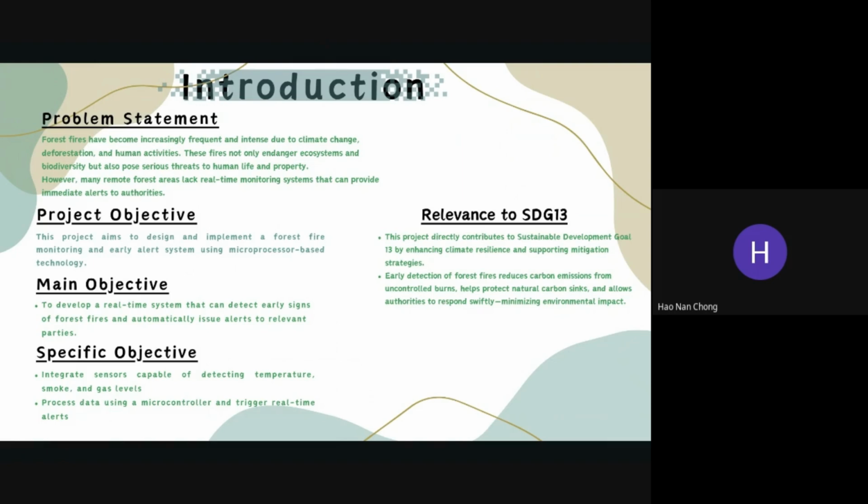For the relevance to SDG 13, this project directly contributes to Sustainable Development Goal 13 by enhancing climate resilience and supporting mitigation strategies. Early detection of forest fire reduces the carbon emission from uncontrolled burns, helps protect natural carbon sinks, and allows the authorities to respond swiftly to minimize the environmental impact.